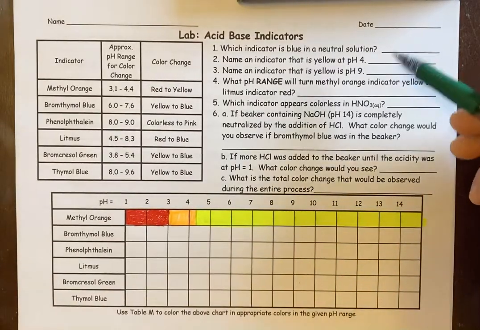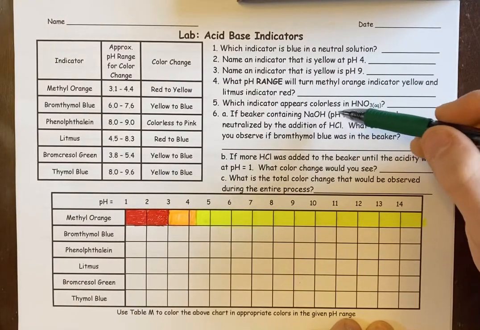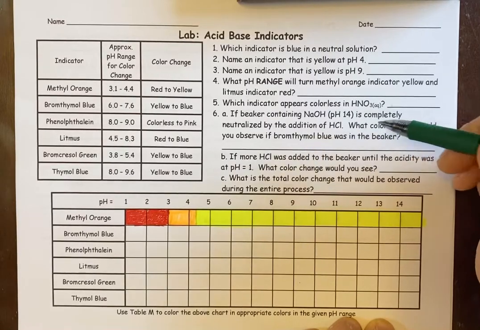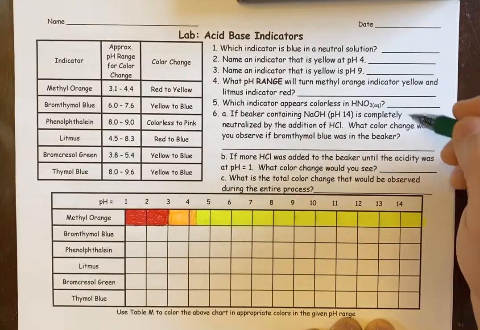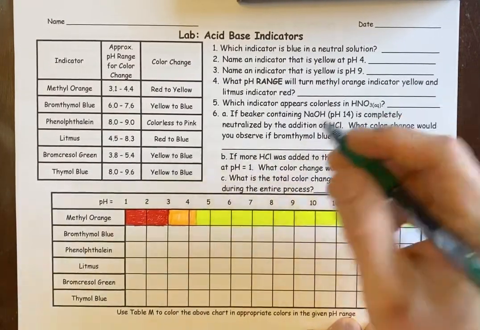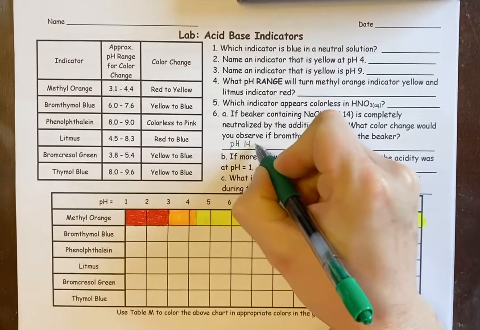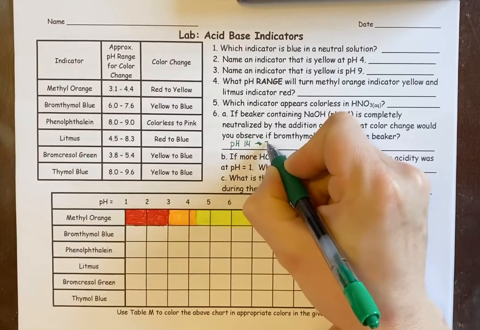Now, as far as the questions, most of the questions are straightforward. I'm going to go over question 6 because everybody seems to have trouble with that. So question 6 says, if a beaker containing NaOH, which is pH 14, is completely neutralized by the addition of HCl. So what that means, when you neutralize an acid and a base, they cancel each other out. I'll do more on this in another video. The pH would go from 14 to neutral, which you should know at this point, but even if you don't, it's pH 7.